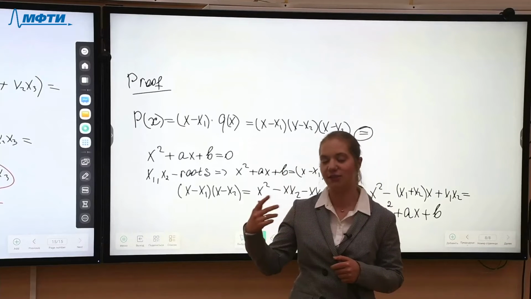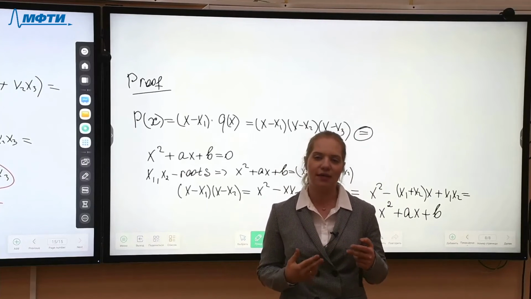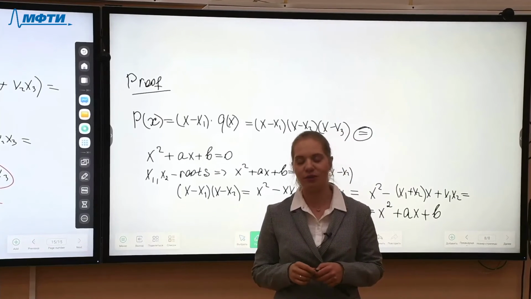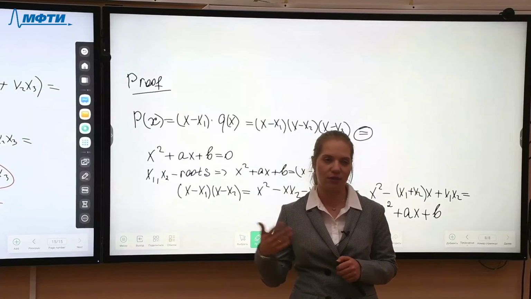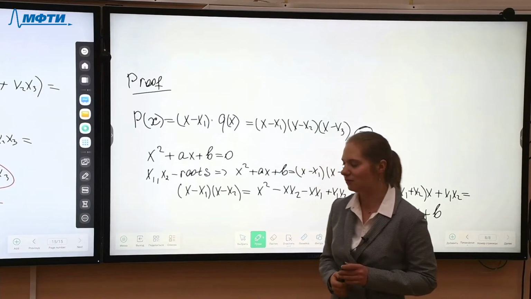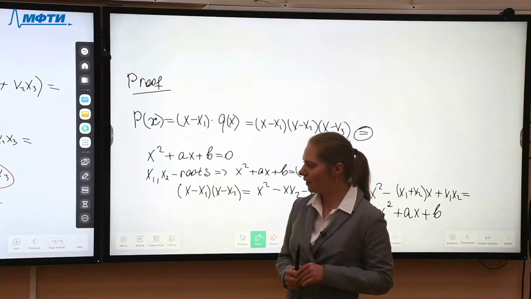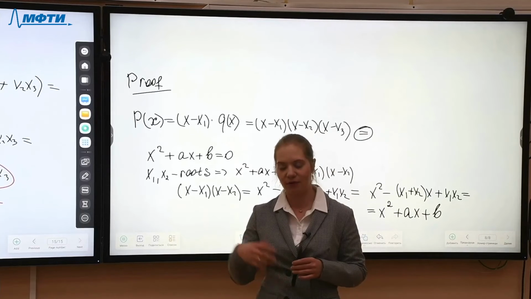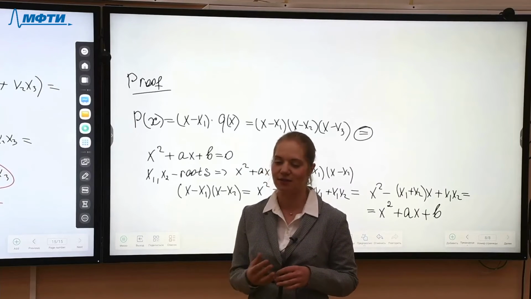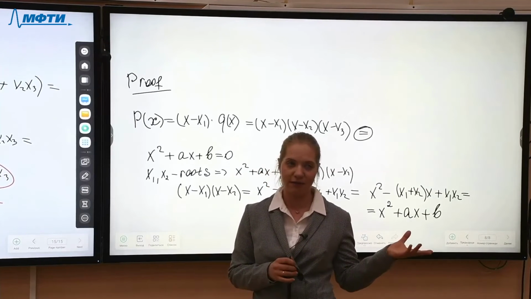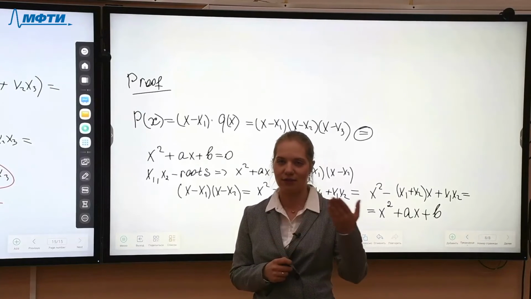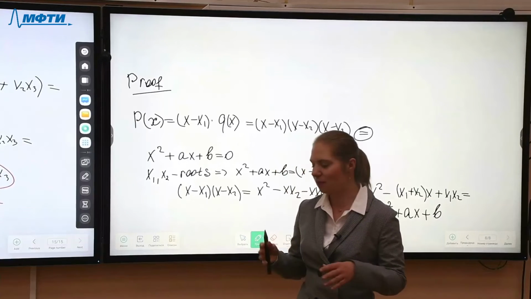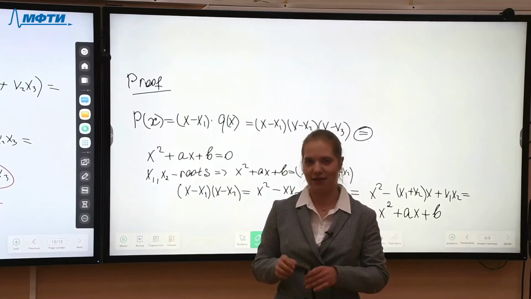If this degree is greater than 2, you can try to get another root. And then step by step, you will reduce your equation to the quadratic equation, and you will find all the roots. For example, you can use the Horner scheme, because the Horner scheme helps us to find the remainder. And if the remainder is 0, you can conclude that this is a root of your equation. But again, more examples you will have in your practical classes.